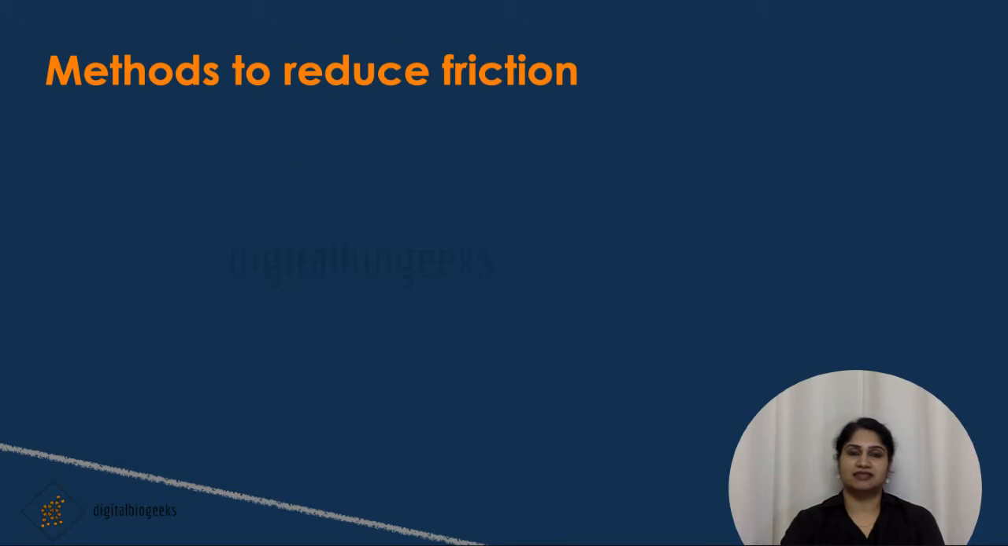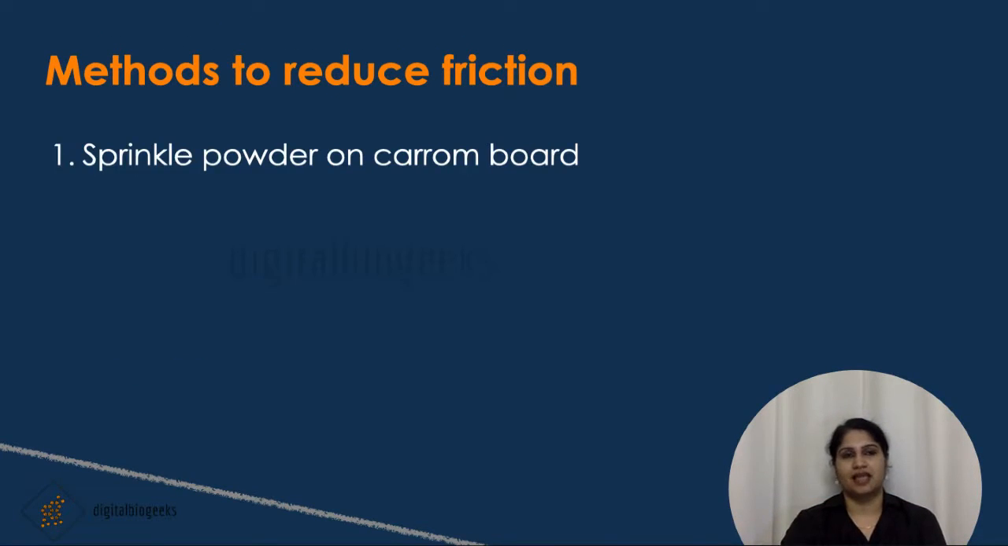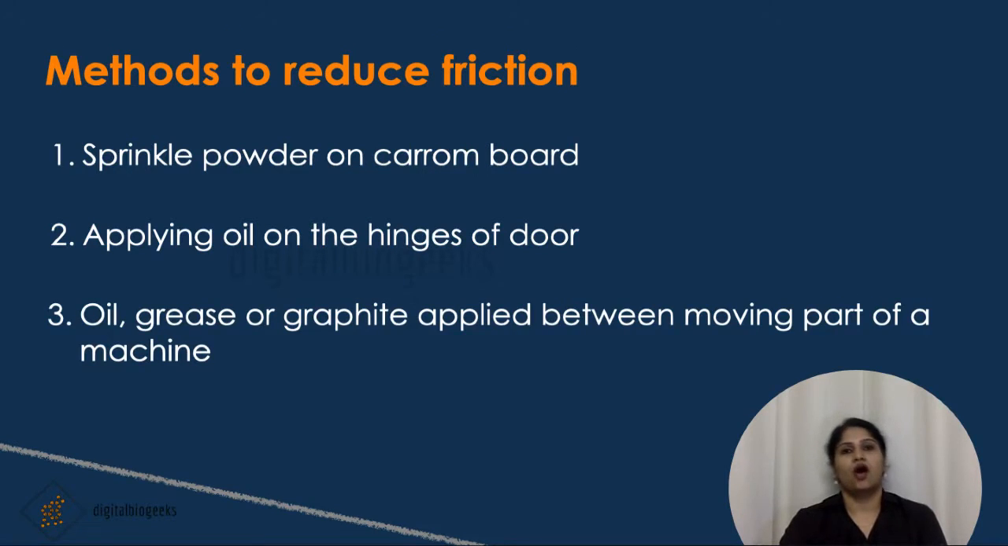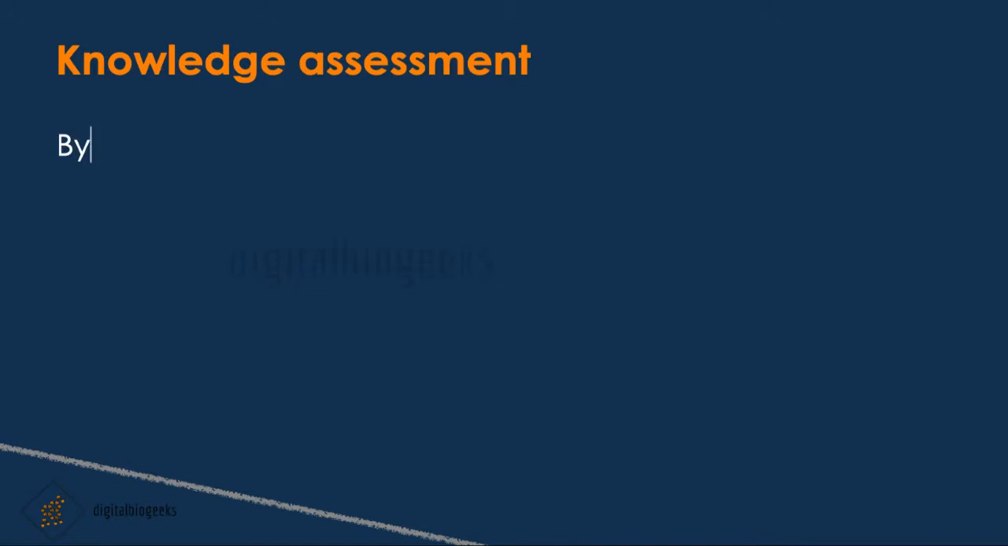There are some methods to reduce friction. By sprinkling some powder on the carom board, we can reduce the friction and the coins can move easily and fast. By applying oil on the hinges of the door, it can move easily. Oil, grease or graphite is applied between the moving parts of machines. When we apply this oil and graphite, it will form a layer and that will reduce the rubbing between the surfaces and hence the friction.